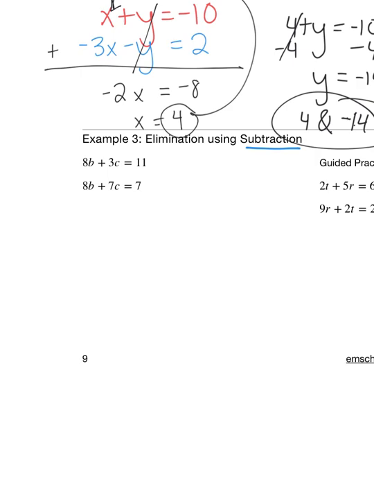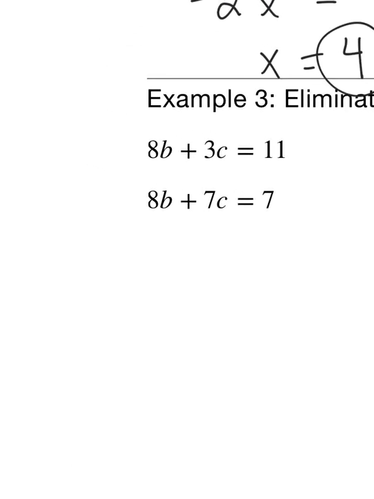All right, so the other way that we can use elimination is by subtracting the two together. So the reason we want to use subtraction sometimes is they will have the same coefficient of 8b, but they're the same sign. So if we added them together, that would give us a 16b. So instead, we subtract. The biggest mistake I always notice is we forget to then subtract the rest of the numbers. So you want to do 3 minus 7 to get negative 4c. And then 11 minus 7 to get 4.